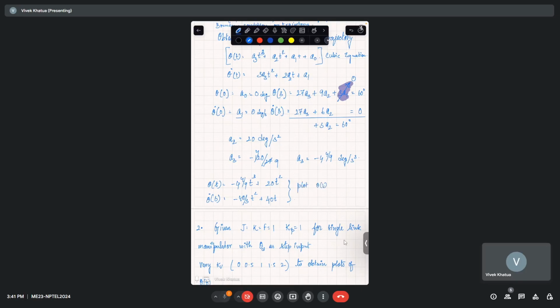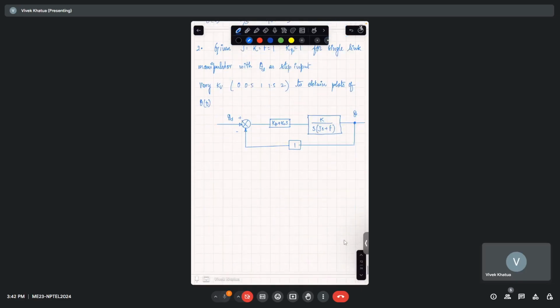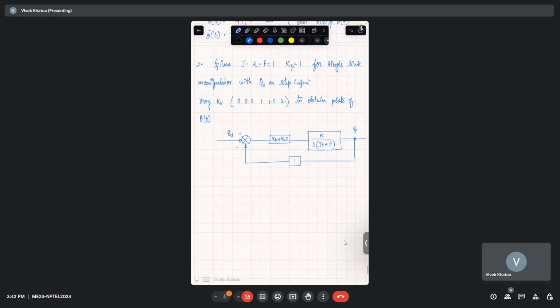Not theta and theta dot, right? So now we'll come to the controls problem, where we would look at how, so this is a second order system, right? How that effective transfer function, that is your theta by theta d, came about. First we will find that.